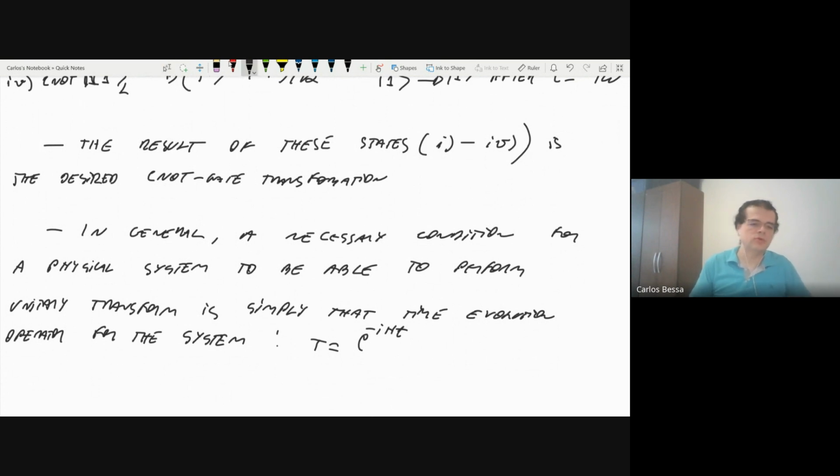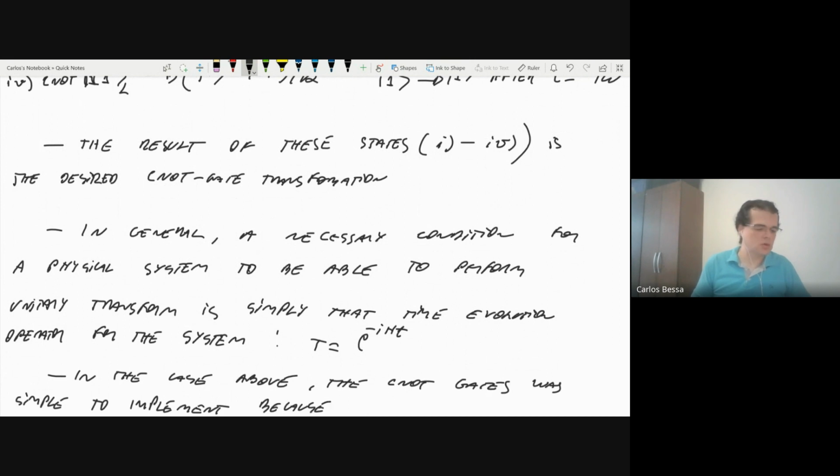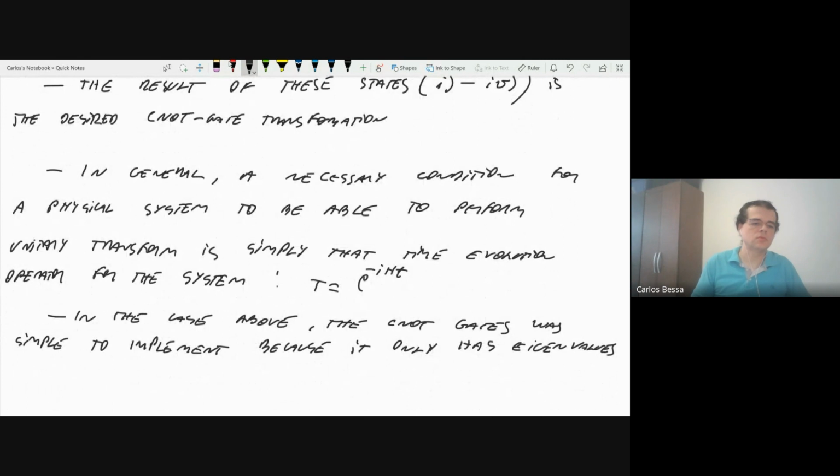So in the case above, the C0 gates were simple to implement because it only has eigenvalues plus and minus 1.